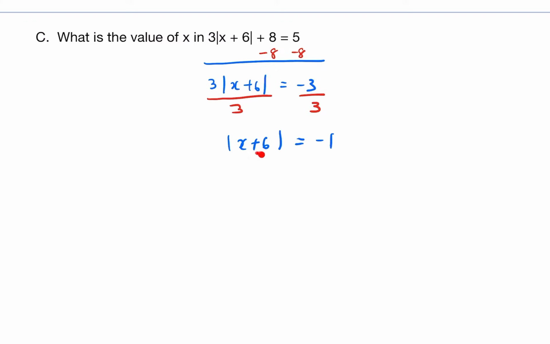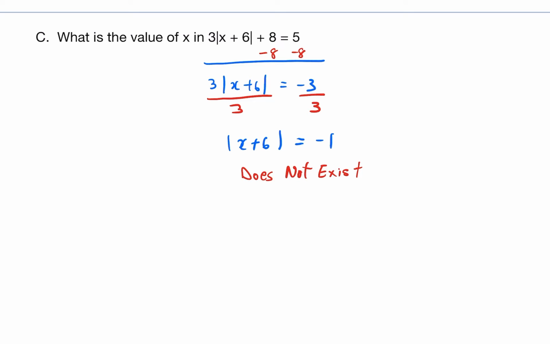Okay? No matter what we do on the left side of the equation, as long as we have these absolute value signs, there is no way for this answer to come out negative. And so the result here is going to be: does not exist. Okay? There is no value of x that we can enter here such that when we take the absolute value of the result, it's going to come out to negative 1. Okay? So there's no answer here.